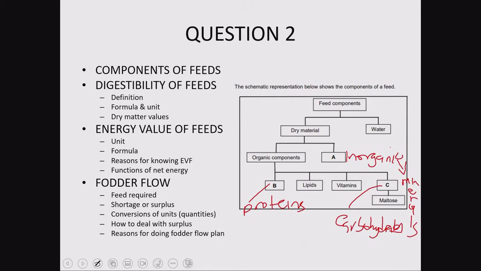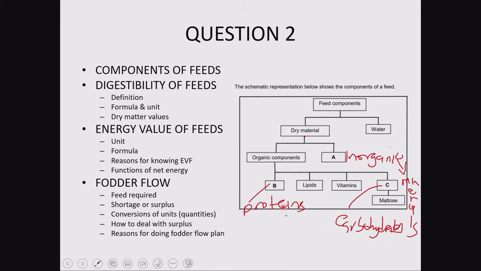So you must know these components of the dry material, that the dry material has got the organic components, which are the proteins, the lipids, the vitamins, and carbohydrates. And the inorganic components of the feed are the minerals. The examples of minerals are calcium, iron, magnesium, etc. And here you must know the functions of these components.